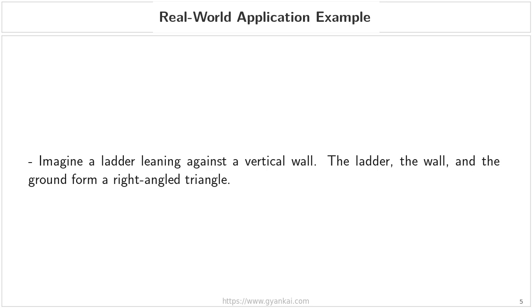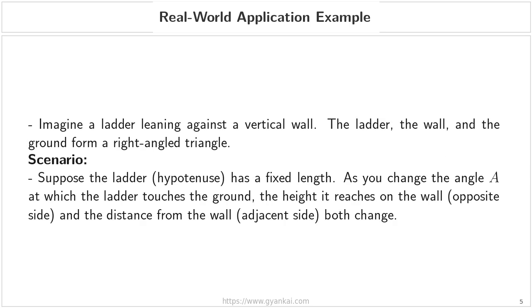Real-world application example. Now that we have successfully derived the identity through algebraic steps, let's step away from the abstract equations and see how this actually works in a real-world scenario. Imagine you have a ladder leaning against a vertical wall. If you look at the setup, the ladder itself, the wall, and the ground form a perfect right-angled triangle, just like the one we used in our derivation.